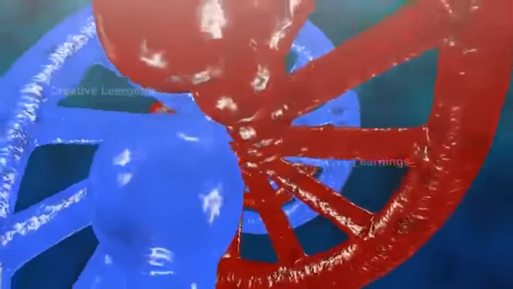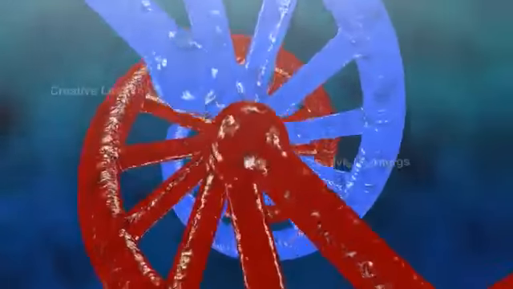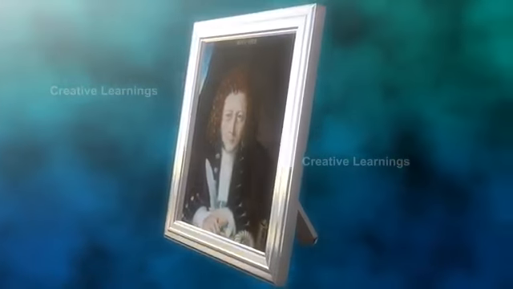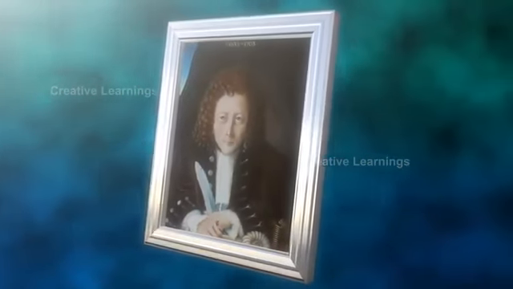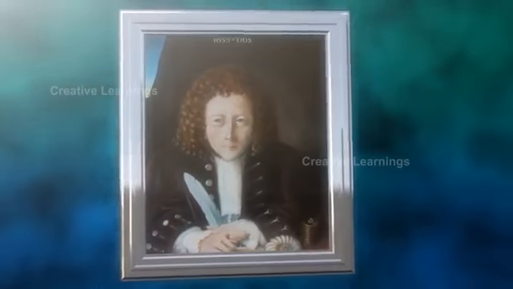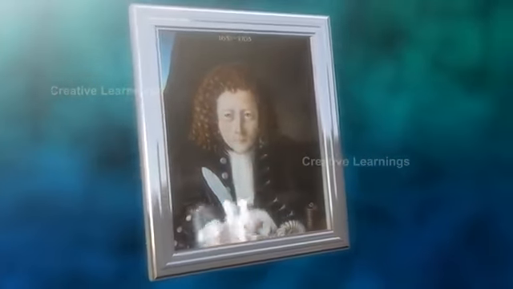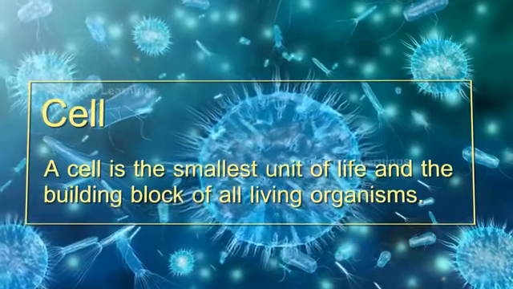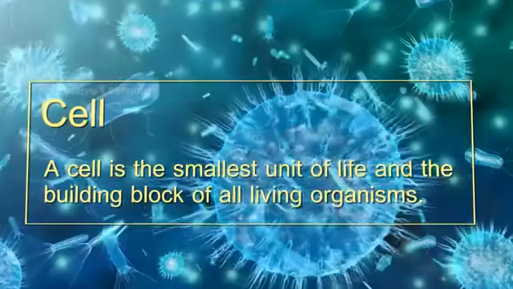They have even found ways to modify cellular structures and manipulate gene expressions for the enhancement of human health and environment. Robert Hooke discovered the cell in the mid-17th century with a simple microscope and marked the genesis of an exciting era of cellular biology. A cell is the smallest unit of life and the building block of all living organisms.